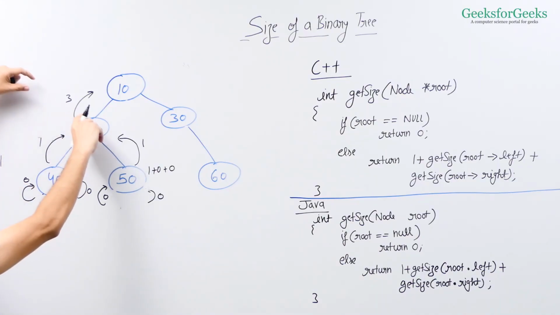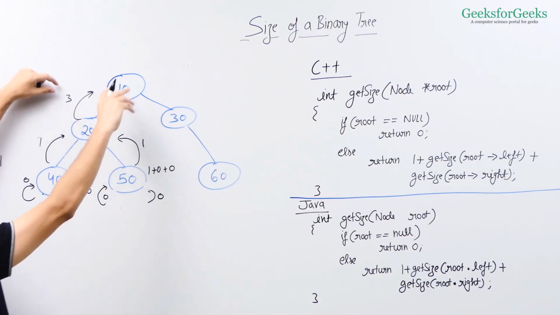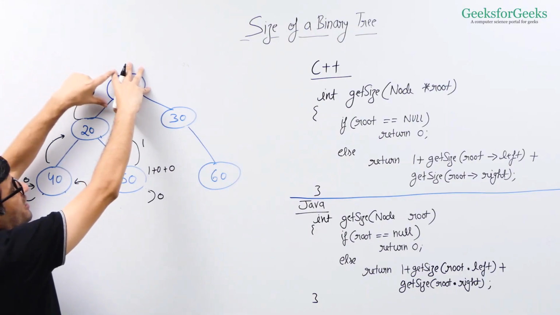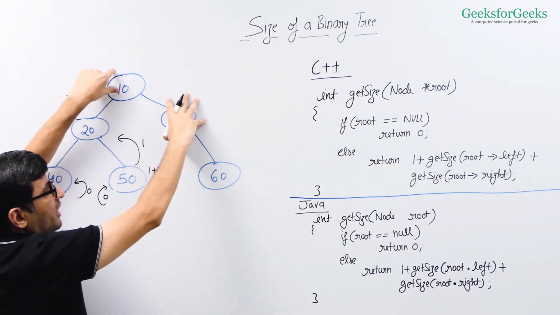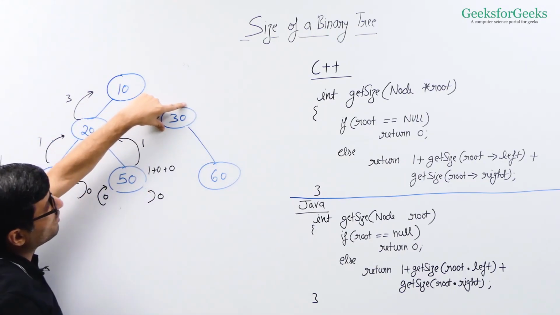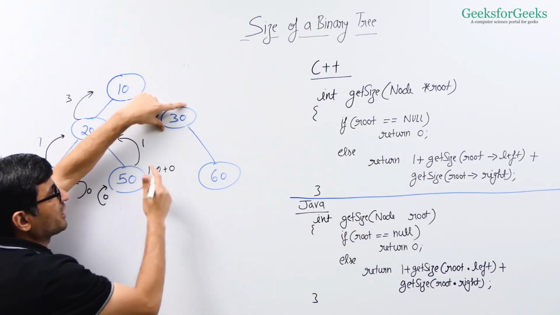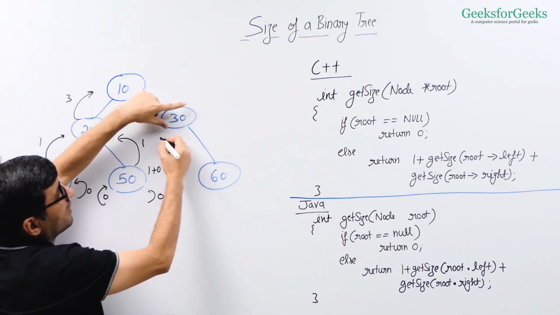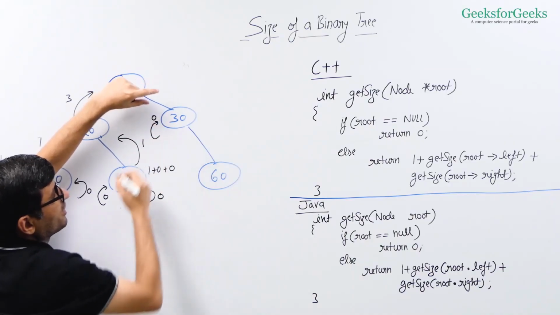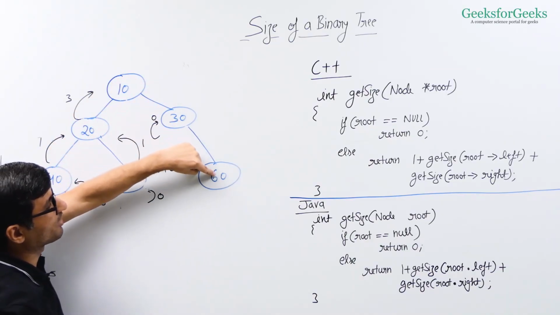And once this function has returned 3, the control is going to come back to here, and this is going to now call for the right child. And what will the right child do? Right child will again call for the left child, and left child is null. So left child call is going to give it 0. Now it's going to make a call for the right child.